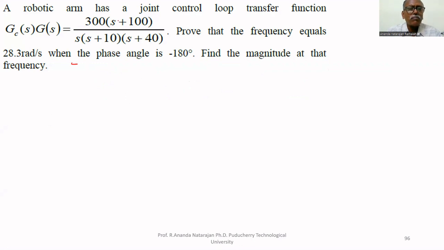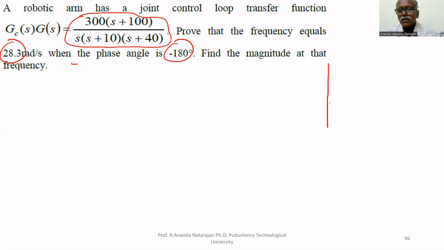A robotic arm has a joint control loop transfer function of GC of S, G of S equal to 300 multiplied by S plus 100 upon S multiplied by S plus 10 multiplied by S plus 40. Prove that the frequency equals 28.3 radians per second when the phase angle is minus 180. Find the magnitude at that frequency.